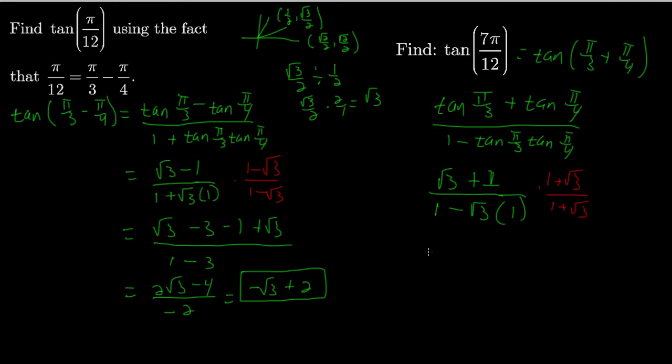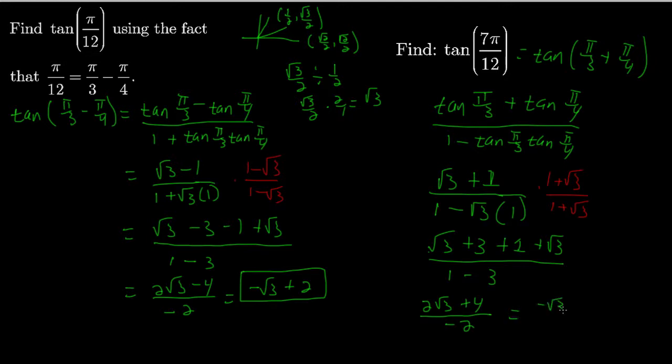So multiplying the top, I'll get root 3 plus 3 plus 1 plus root 3. And the bottom, 1. A positive root 3 and a negative root 3 cancel out. And then negative root 3 times root 3 is a minus 3. So again, in the top, I get 2 root 3's plus a 4. In the bottom, I get a negative 2. And that simplifies to be negative root 3 minus 2.